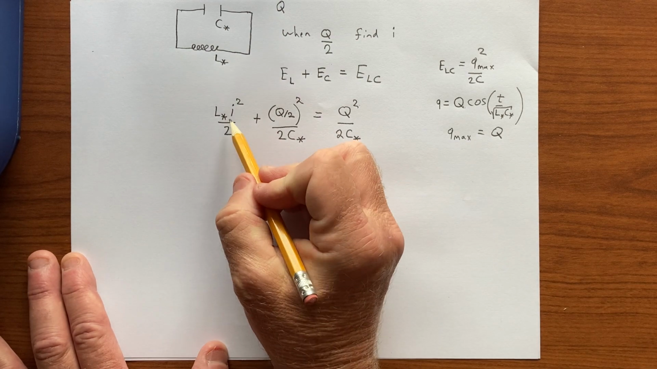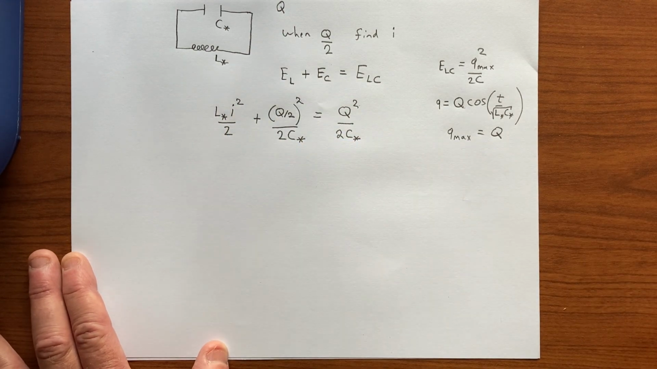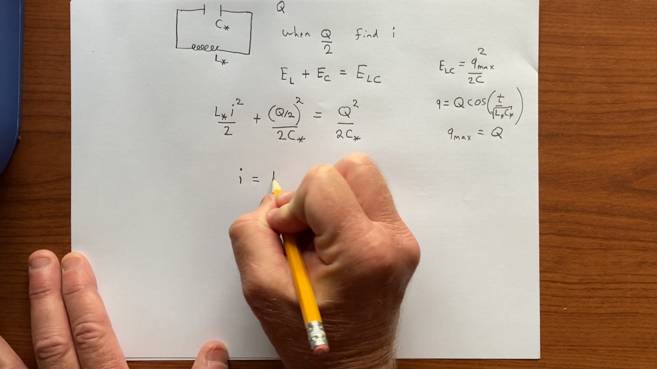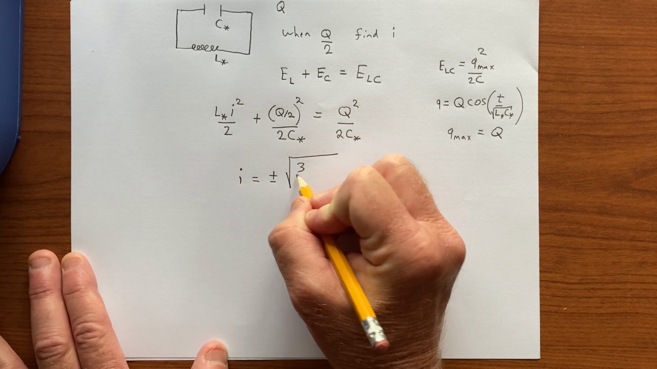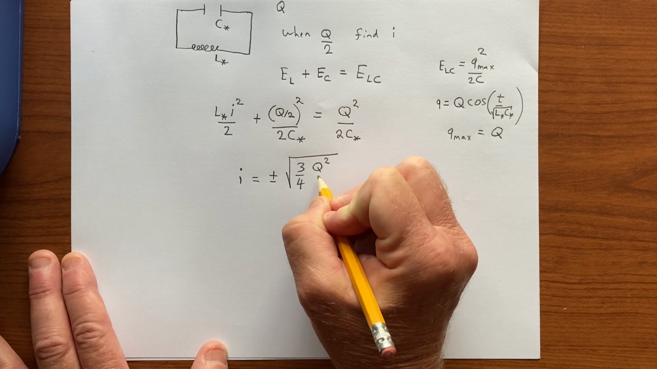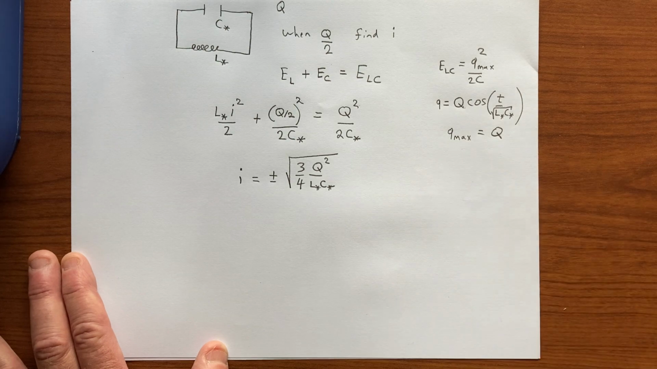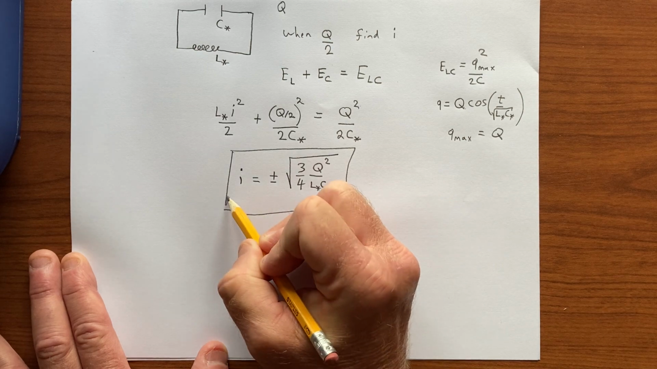So without the 2, we have to divide by L star and take the square root. That'll give us that the current in the circuit is plus or minus the square root of 3/4 Q squared over L star C star, which we can simplify a little bit further, but otherwise we can just leave it like that.